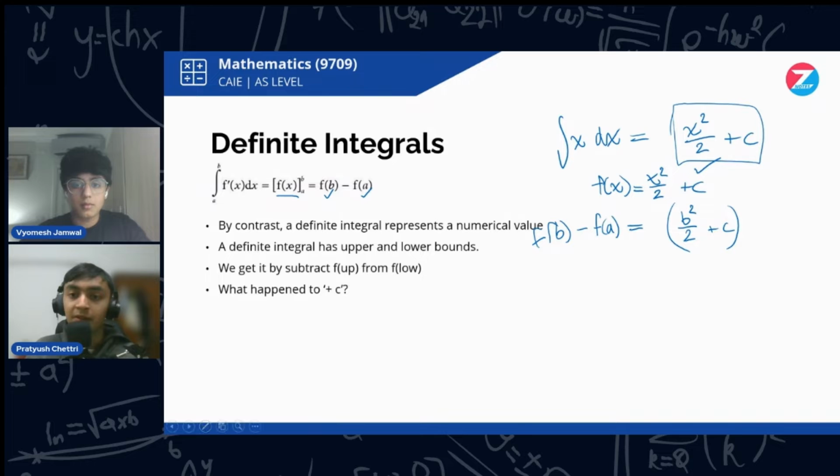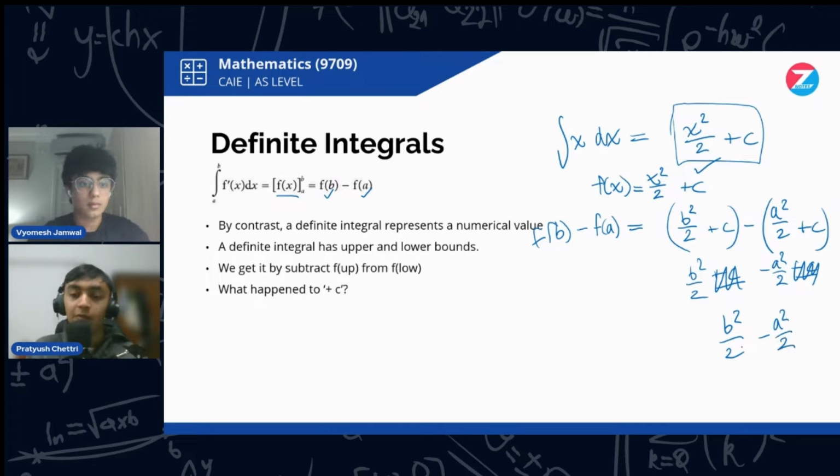Make sure, since it's the whole thing, you subtract it. It's going to be a squared by 2 plus c. When we open the brackets, this becomes minus c minus a squared by 2. This is plus c, b squared by 2. And the plus c and the minus c cancel each other. So we're just left with b squared by 2 minus a squared by 2. So the plus c effectively gets cancelled in a definite integral, and we're just left with a number value.